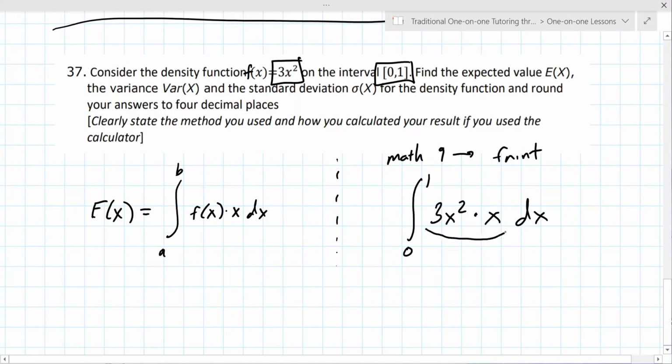Now, I don't know if your calculator will take this. You may have to actually write 3x cubed. But this is how you're going to find the expected value. You have to multiply by x. If you don't, you'll get 1, and that will not be correct.